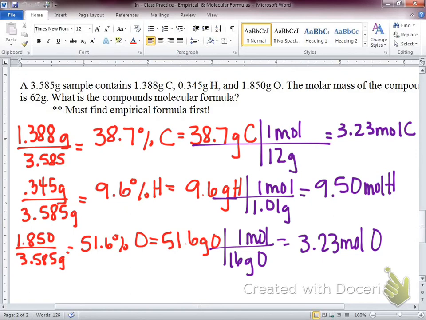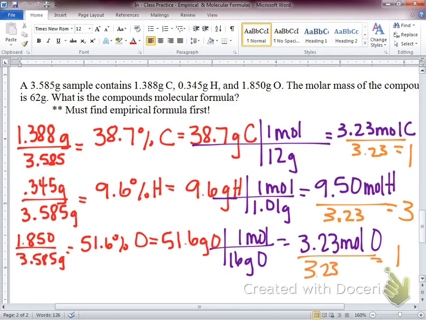If you're following along or if you're stuck, once you have your mole values for your empirical formula, you should divide by the smallest number of moles. Which means we get an empirical formula of CH3O.